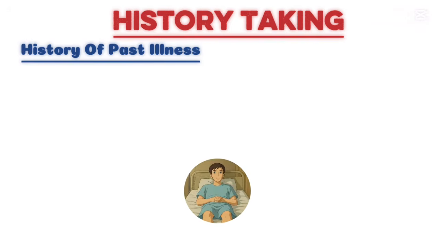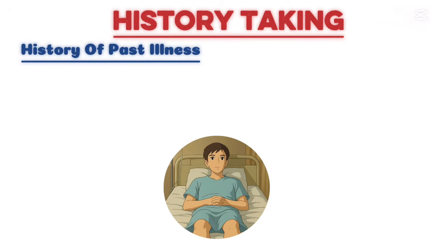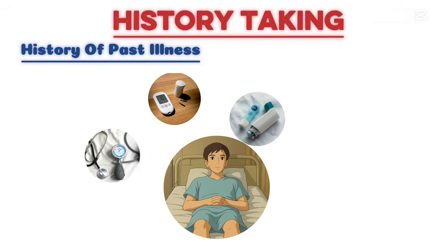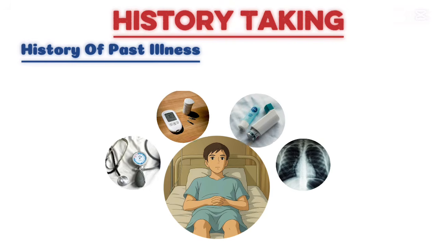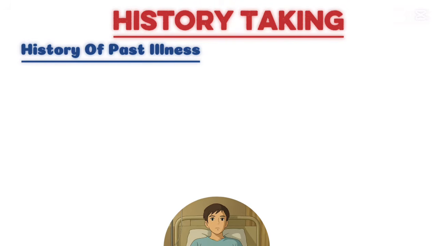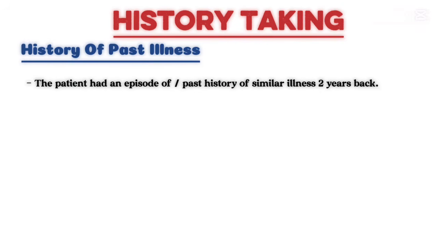In the history of past illness, we ask the patient and write about their past history if he or she had suffered from similar illness before or any other severe disease for which he or she was admitted to the hospital. And along with this, we must ask them if they have disease like diabetes mellitus, thyroid, asthma, COPD, or any other congenital diseases. It is important for us to take the past history of the patient because it helps us to connect the dots and find out the connection between their present and past illness.